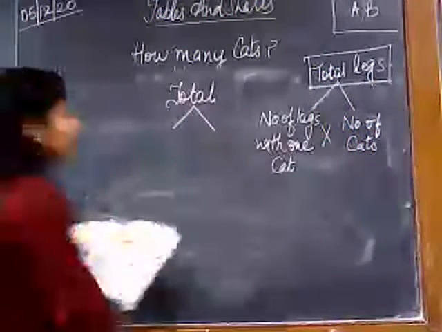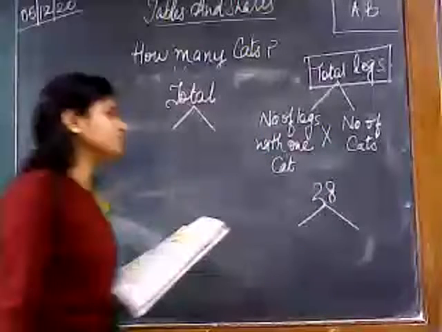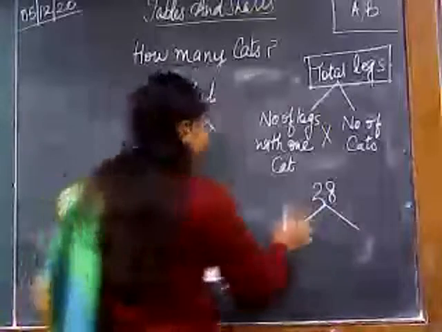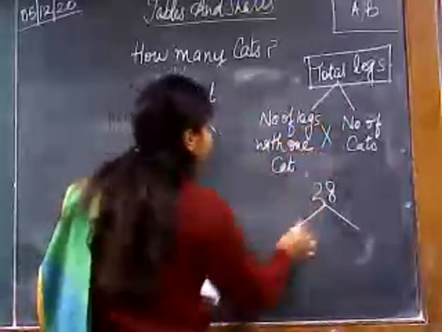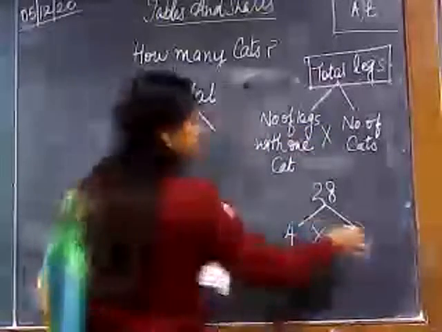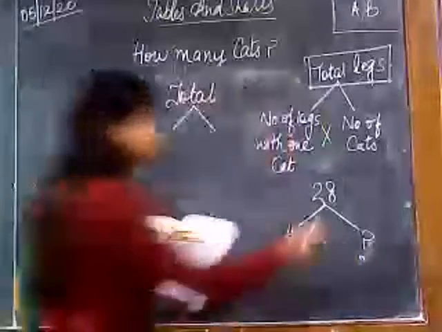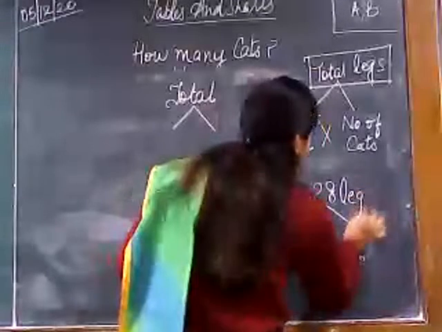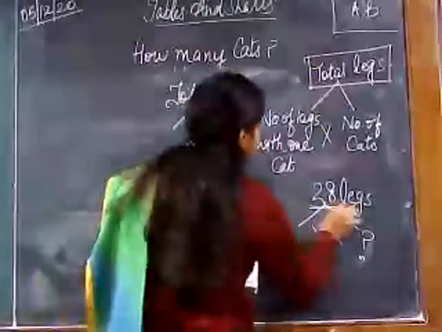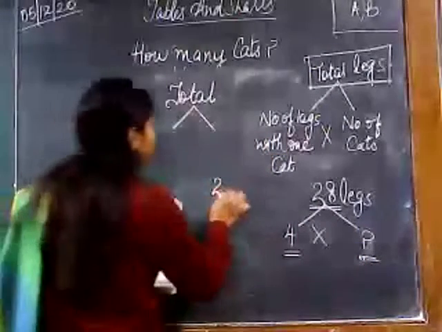So just now we did a question which said that if there are 28 legs, tell how many cats. We know that every cat will have 4 legs. Okay, the number of legs with one cat will be 4, right? We have to find how many cats there will be to make 28 legs in total, right? So how will I come up with it?